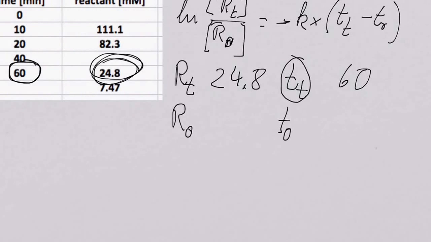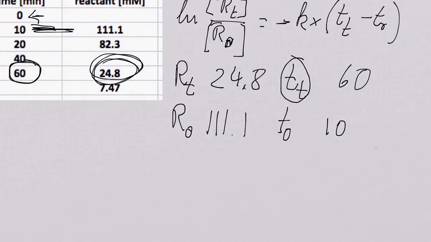And I can use a starting time. Now, unfortunately, at the time 0, this guy here, you don't have a corresponding reactant, do you? Actually, nobody says that we have to use the time 0 or 0 minutes. We could just simply start here. So this would be 10 minutes in, and we have a concentration of 111.1 millimolar. We could start there.